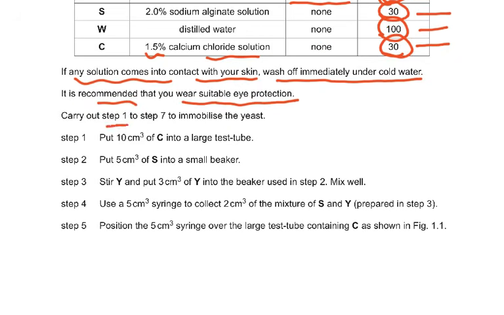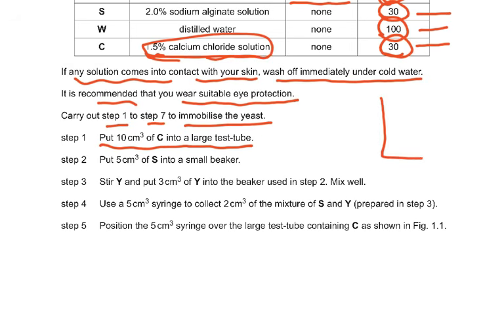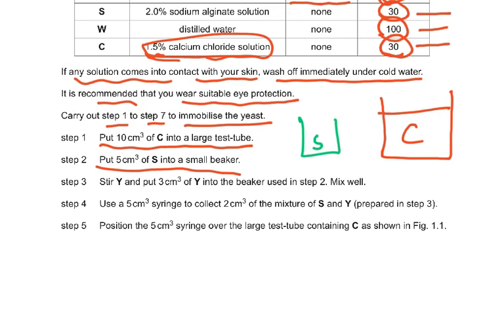Carry out step 1 to step 7 to immobilize the yeast. This, of course, you must have done in the labs. I've done it with my students many times. Put 10 cm cube of C into a large test tube. What was C? Calcium chloride. So you put 10 cm of C in a large test tube. So this would be a test tube, not a beaker. Put 5 cm of S into a small beaker. So we have another small beaker and we have S in that. What was S? Sodium alginate.